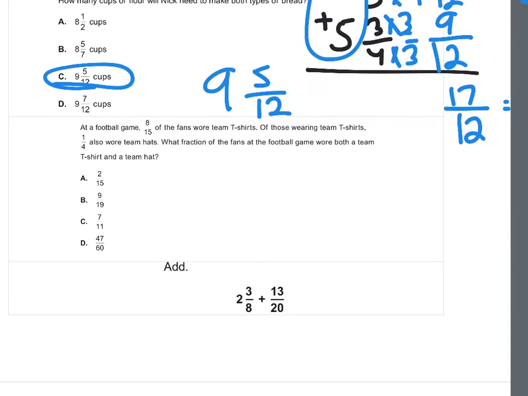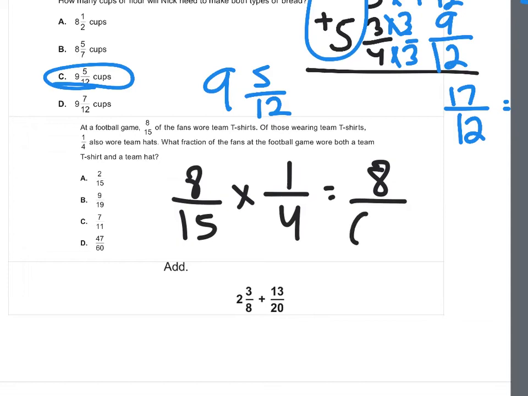At a football game, 8/15 of the fans wore team t-shirts. Of those wearing team t-shirts, 1/4 also wore team hats. What fraction of the fans at the football game wore both a team t-shirt and a team hat? So what we'll do is we'll do 8/15. Those are the fans that are wearing t-shirts, and then of those, and we know the of means to multiply. Of those, 1/4 of them wore team hats. So let's multiply that. That'll give us 8/60.